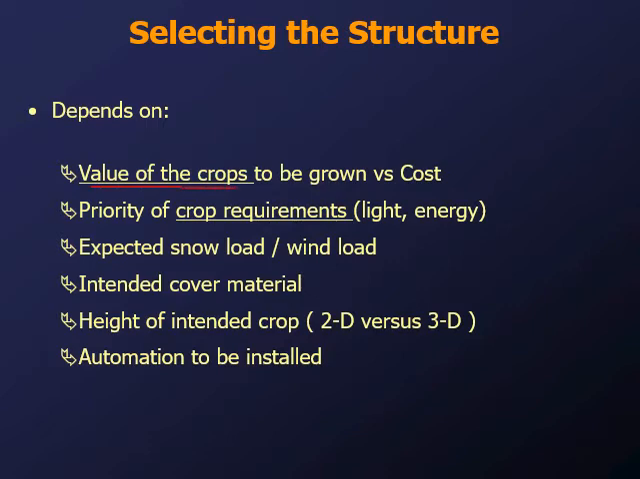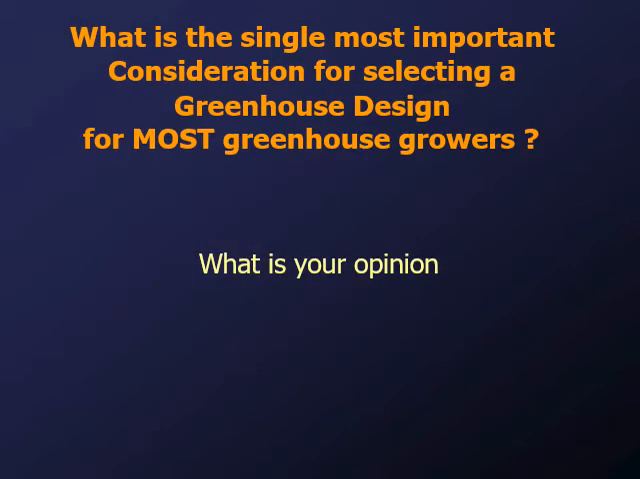Is it a low cost crop? You're not going to get a lot of money for it, so you can't afford to spend $1 million on a greenhouse to grow a crop that's not worth much. What are the requirements? Is it light or energy reduction for your particular crop? What are the snow loads, right? Are you in a heavy snow area or a high wind area? What type of material do you want to cover with? How tall will your crop be? So there's all sorts of considerations.